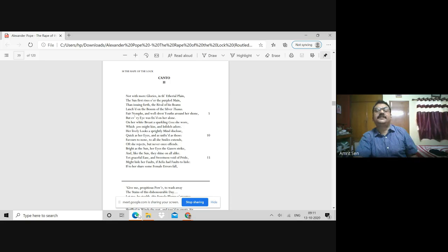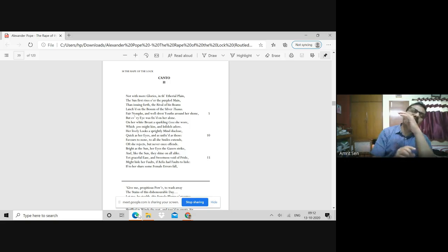sublimely beautiful woman. And then comes a very important, very beautiful aesthetic image, tinged with a degree of sexuality, but also an image which is deeply political. On her white breast, a sparkling cross she wore. So the cross here, slightly blasphemous in the sense that the cross, which is a symbol of religion, is used as an ornament. So Belinda is wearing the cross as a kind of ornament on her white breast. So you can already see a degree of sexuality involved there.